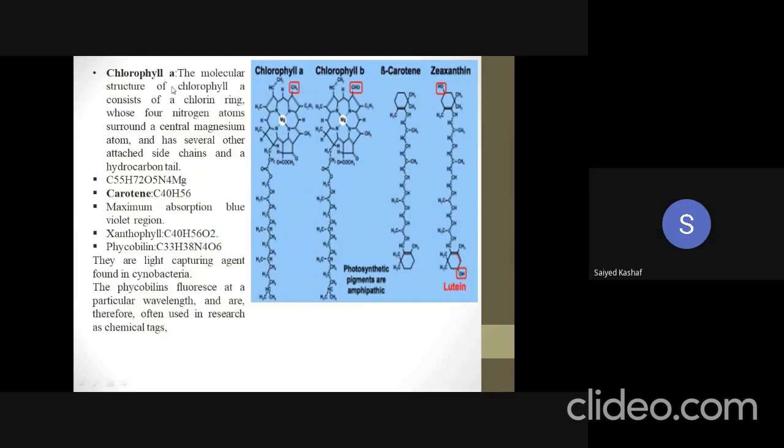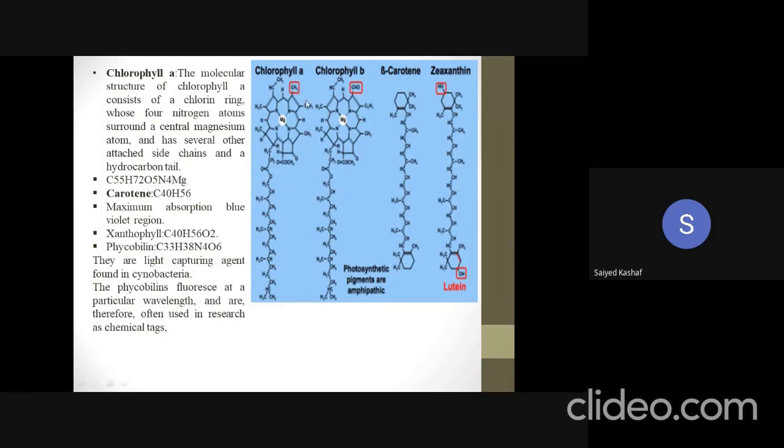You can see this chlorophyll A molecule. The molecular structure of chlorophyll A consists of a chlorin ring which has 4 nitrogen atoms. You can see the 4 nitrogen atoms, and several other attached side chains and a hydrocarbon tail. This is the hydrophilic pyrrole head and the hydrophobic phytol tail embedded in the thylakoid membrane, and the 4 pyrrole molecules are linked together by methane groups.